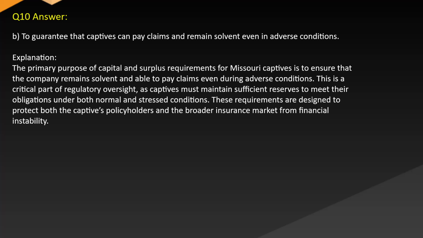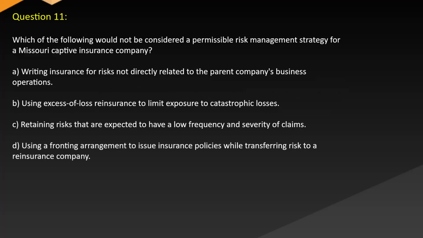Question 11. Which of the following would not be considered a permissible risk management strategy for a Missouri captive insurance company? A. Writing insurance for risks not directly related to the parent company's business operations. B. Using excessive loss reinsurance to limit exposure to catastrophic losses. C. Retaining risks that are expected to have a low frequency and severity of claims. D. Using a fronting arrangement to issue insurance policies while transferring risk to a reinsurance company.